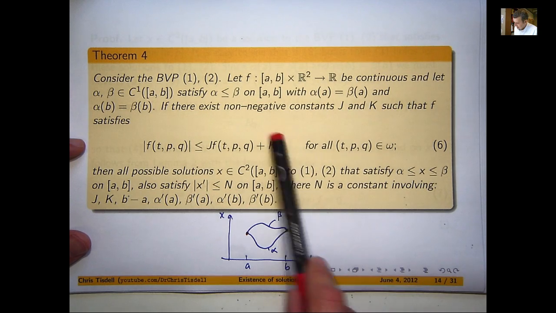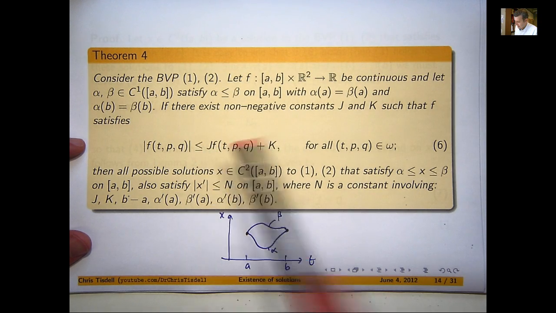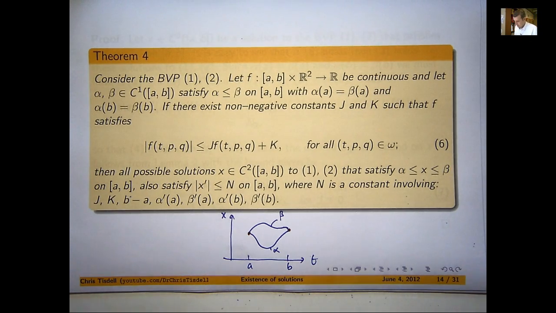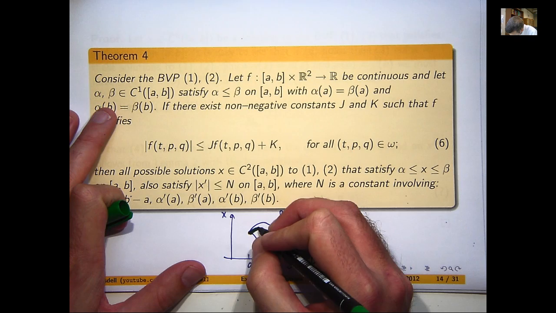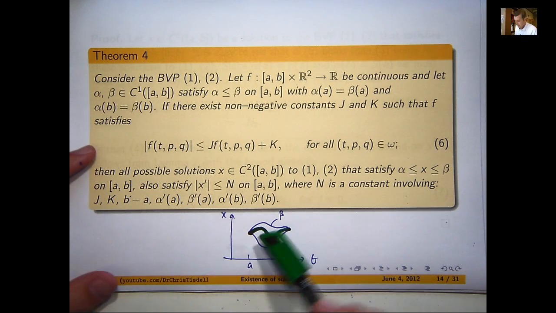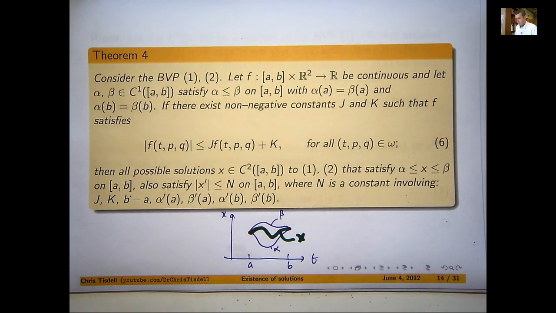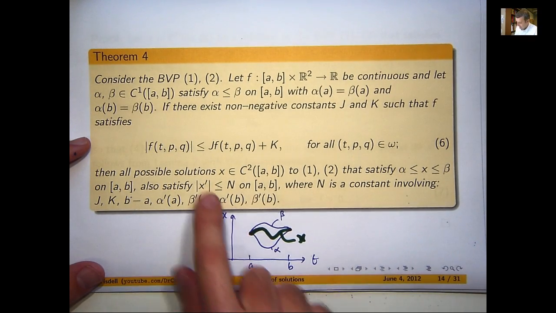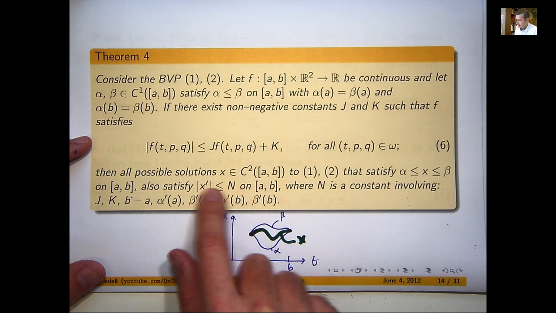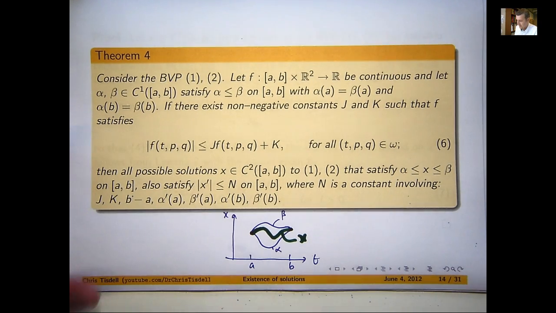So suppose f satisfies this inequality for some constants j and k, non-negative. Then for all solutions that stay in this set between alpha and beta, that solution has a derivative that satisfies this so-called a priori bound, where n is a calculable number involving these values here. That's what this theorem basically says.